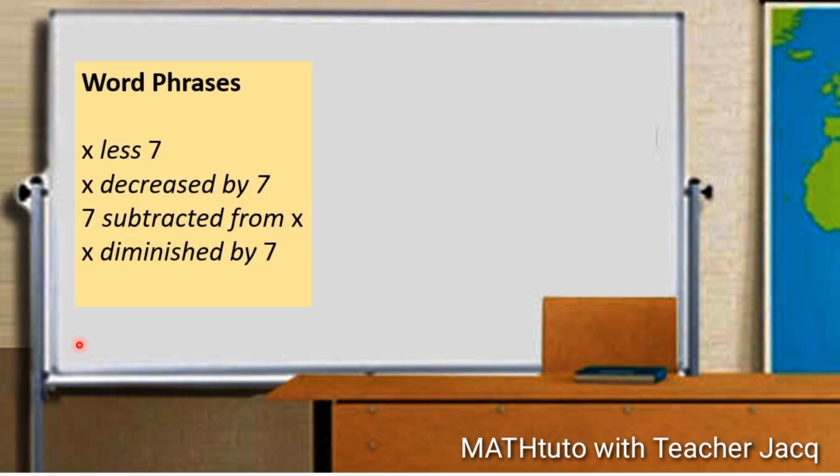Let's have our next example. So we have x less 7, x decreased by 7, 7 subtracted from x, x diminished by 7. So, tignan natin itong mga naka-italic natin. Less, decreased by, subtracted from, diminished by. So, they are all associated with subtract or minus sign or subtraction.